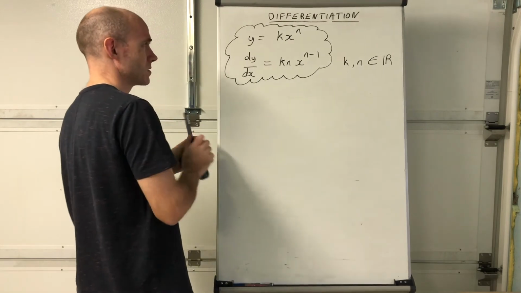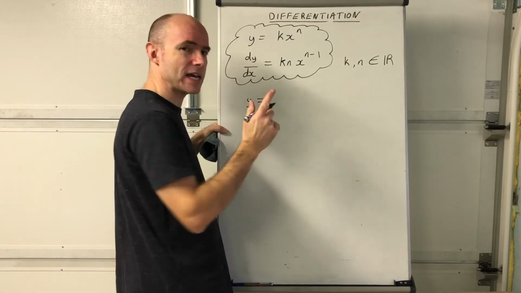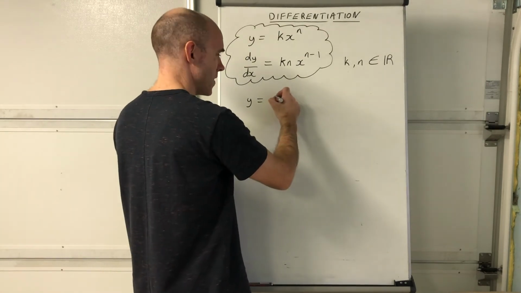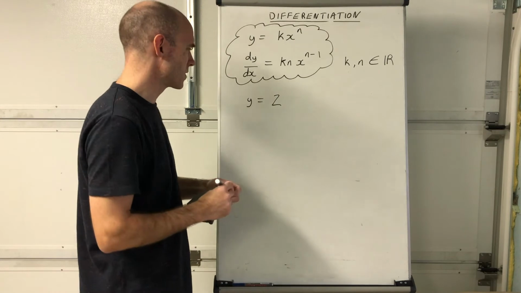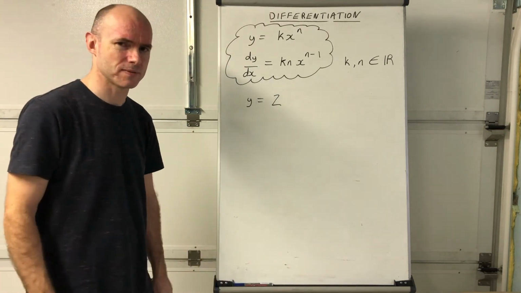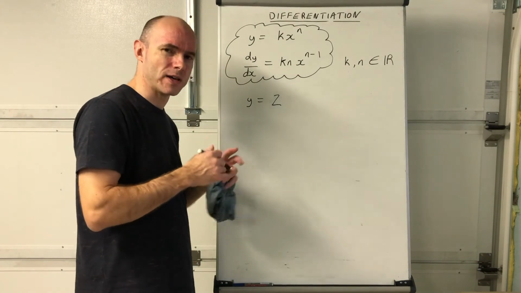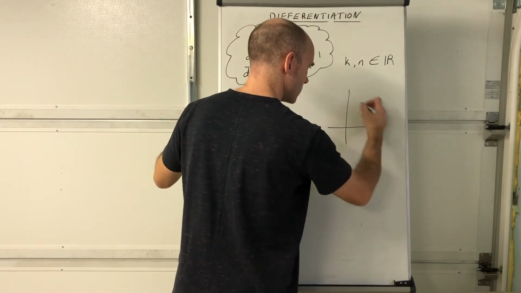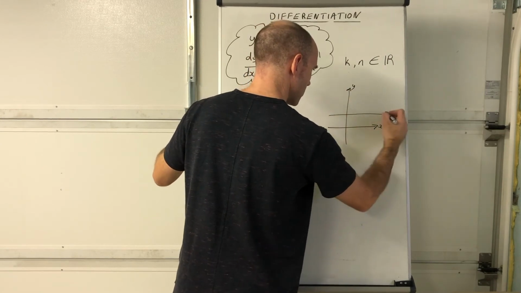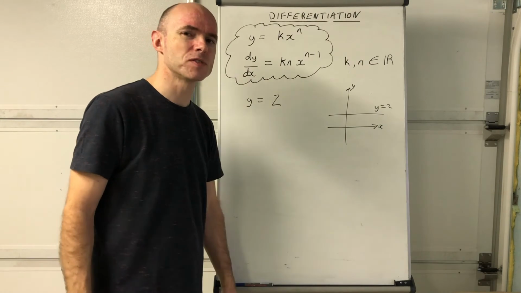Let's have a look at something else. Let's have a look at what happens when you differentiate a numerical value. So any number, let's just put 2. That's a nice number, isn't it? y equals 2. What happens when we differentiate that? Well, I'm hoping you'll just think about what the line y equals 2 looks like. So here's a set of axes, not brilliantly drawn, but there you go. That's the line y equals 2. Can you see it's a flat horizontal line? Gradient of 0, isn't it?